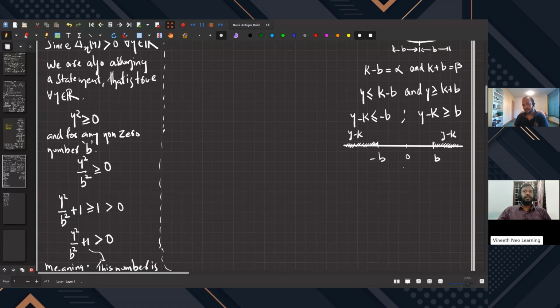This shows that the absolute value of b squared will always be less than or equal to the absolute value of y minus k, or just b squared will always be less than or equal to (y minus k) squared. Yes.